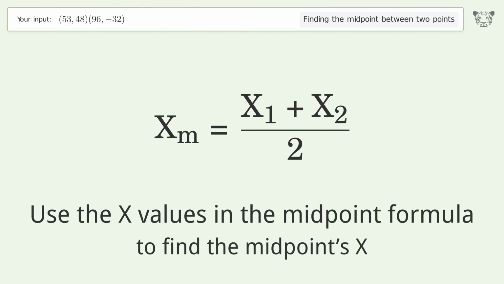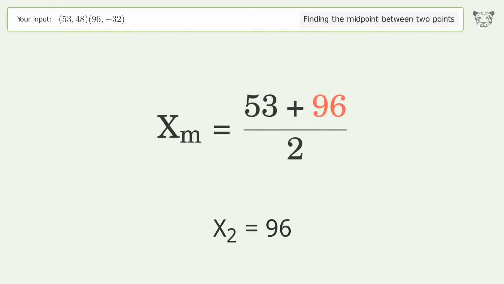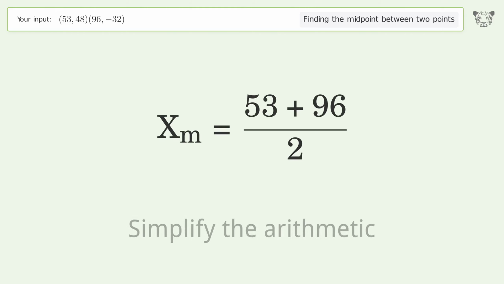Use the x values in the midpoint formula to find the midpoint's x. x1 equals 53. x2 equals 96. Simplify the arithmetic.